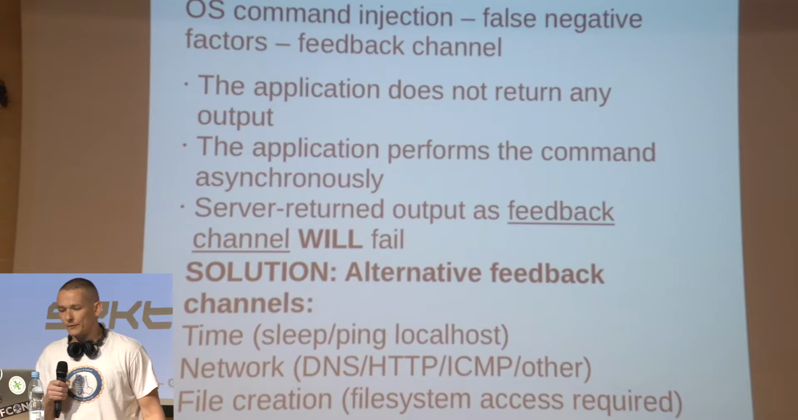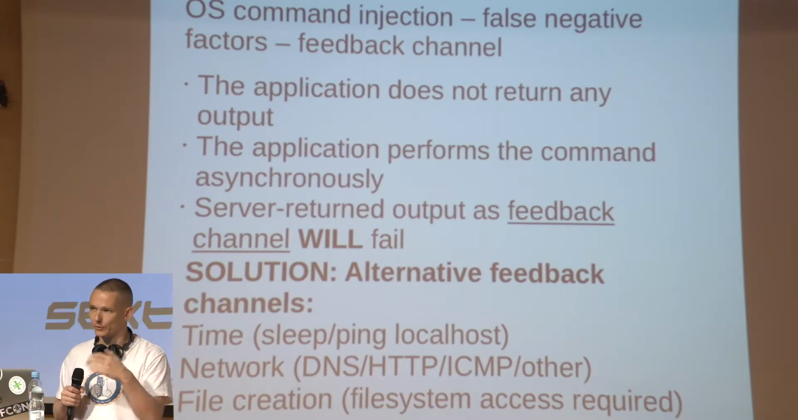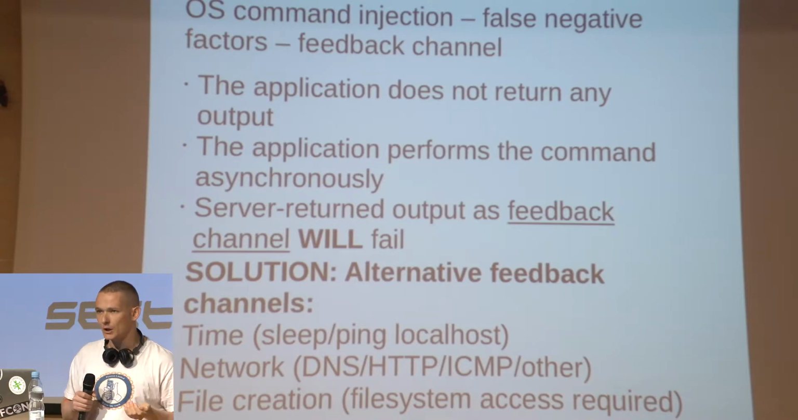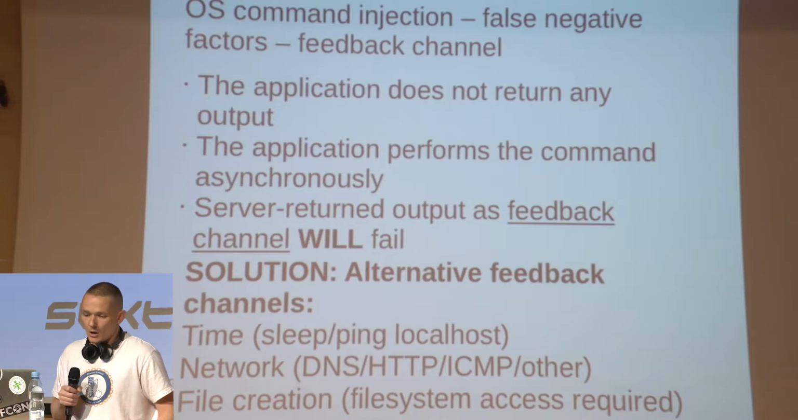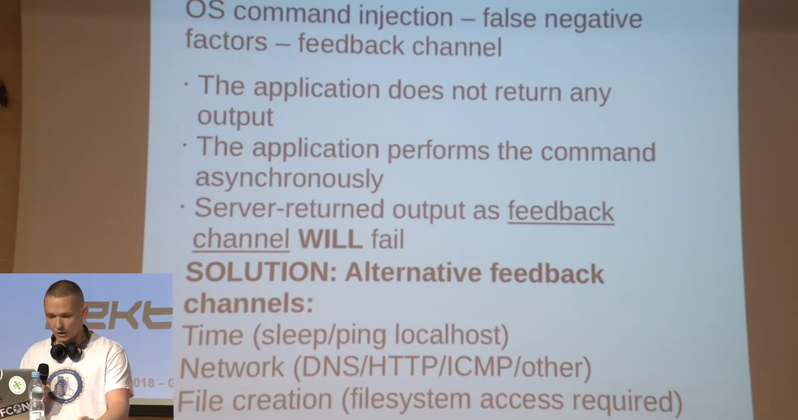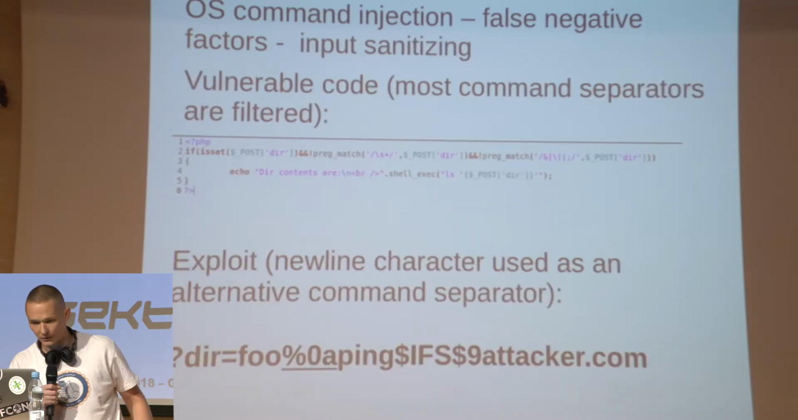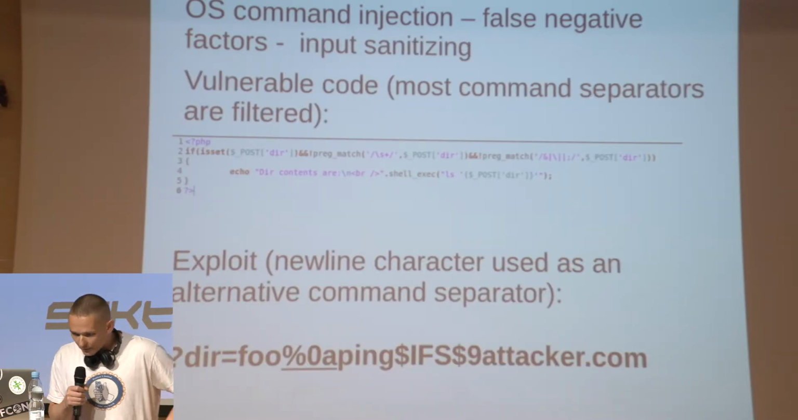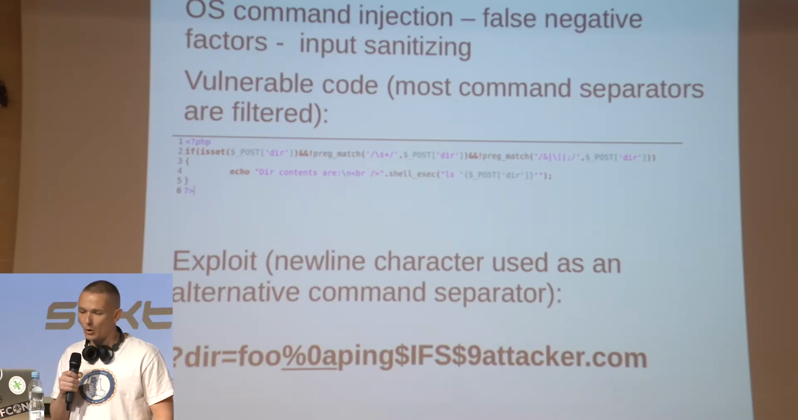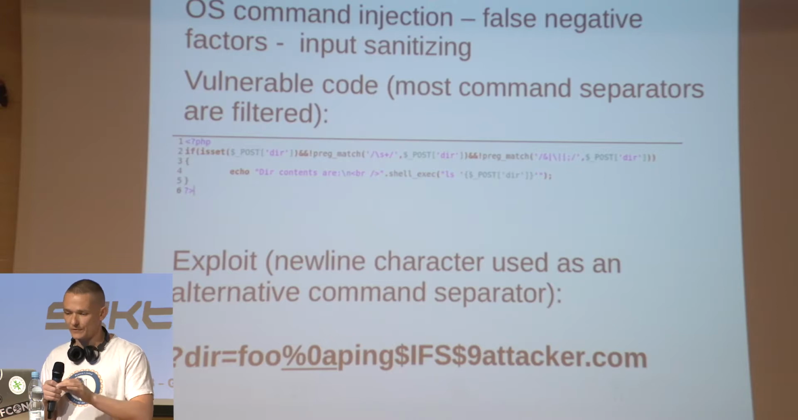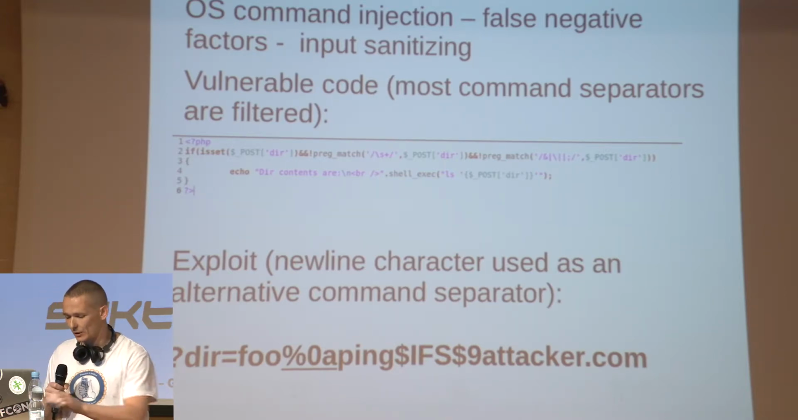And regarding the feedback channel, if the application doesn't return any output or if it performs the command asynchronously, we will not see any output returned from the server. So we need to use alternative feedback channels like time or network or file creation if you have access to the file system. So in terms of input sanitizing, in this case we have almost all the command separators filtered out except for the new line. And spaces are not allowed either.